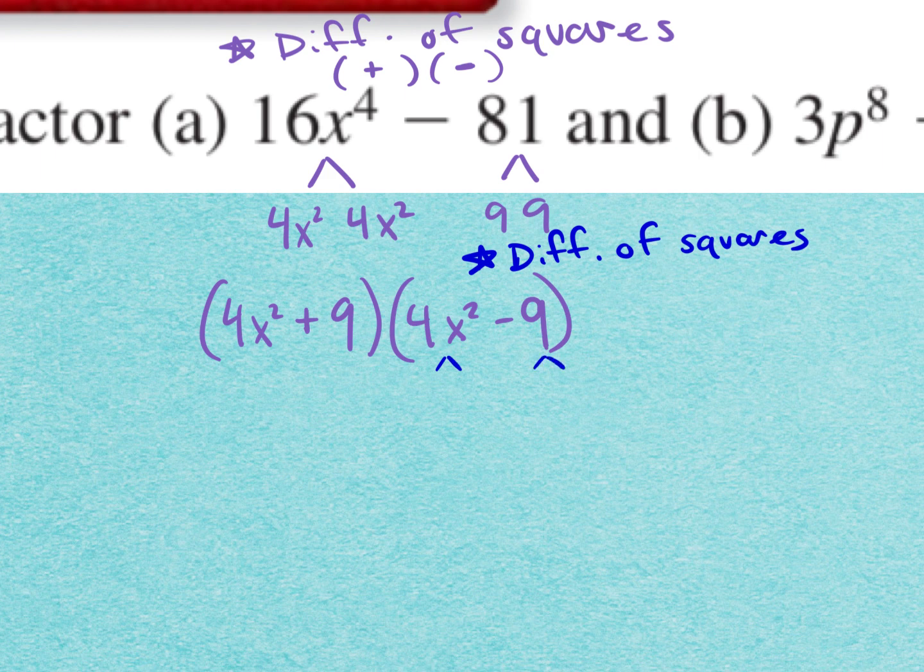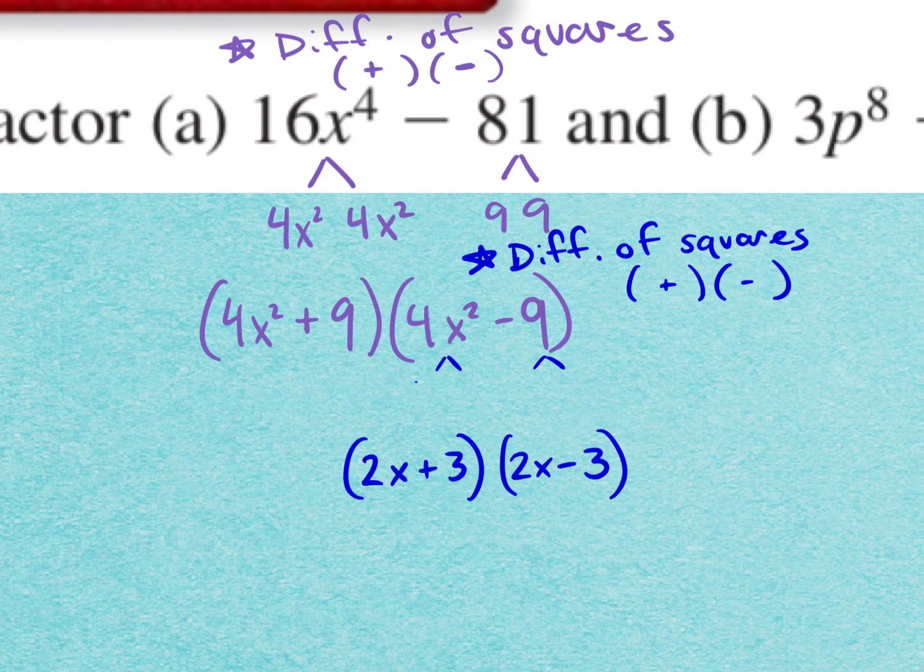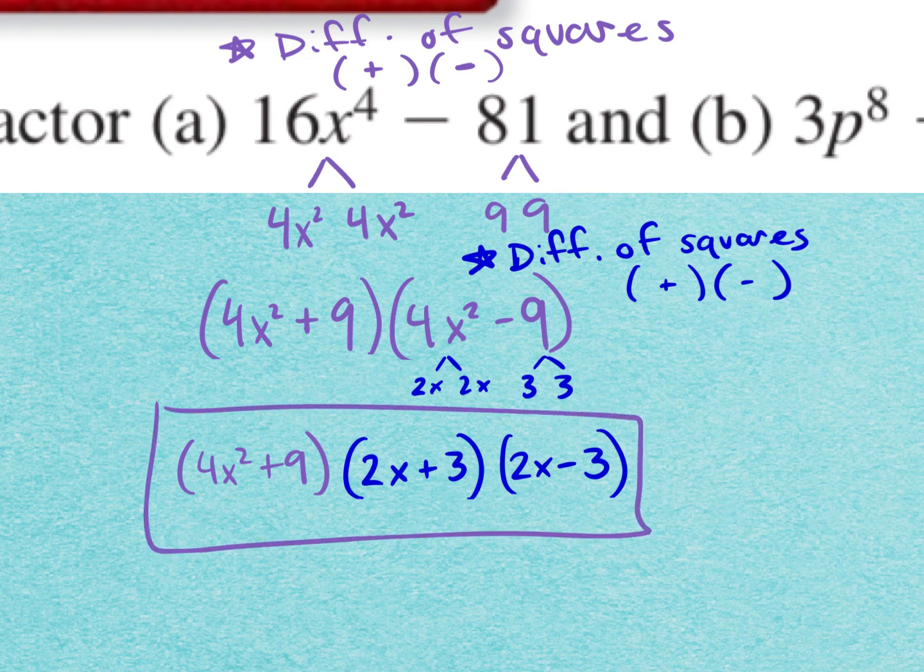Could I factor the left one? No, because it's not the difference of squares, we're adding. So that one's done, but we can factor the right one. Again, it factors into a plus and a minus: 2x plus 3 and 2x minus 3, because this breaks down into 2x and 2x, and 9 breaks down into 3 times 3. And then we still need that same 4x squared plus 9 as a factor, because that can't be broken down anymore. So this would be our final answer.